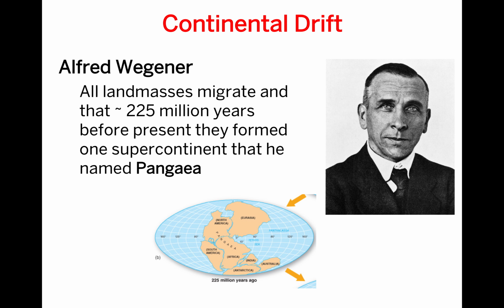To start this, let's talk about continental drift. This was an idea proposed by Alfred Wegener. He proposed that all land masses basically migrate, and he said that 225 million years before present, they were all part of a giant supercontinent called Pangaea. As you can see, these continents fit nicely with the other continents. So the eastern side of South America fits perfectly with the western coast of the African continent. And slowly, he proposed, these landmasses migrated, and we are currently where the continents are presently.